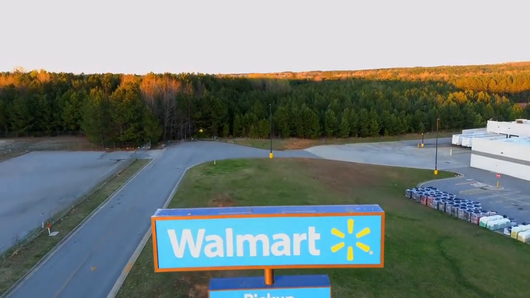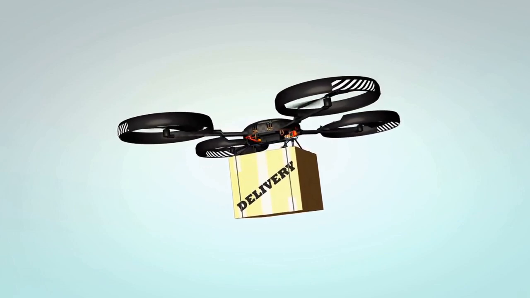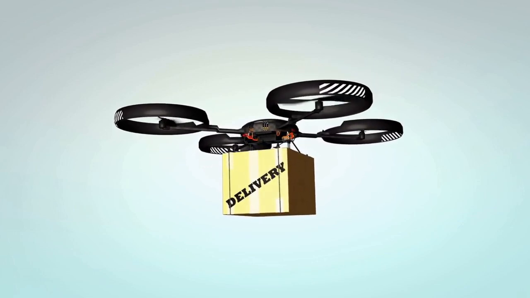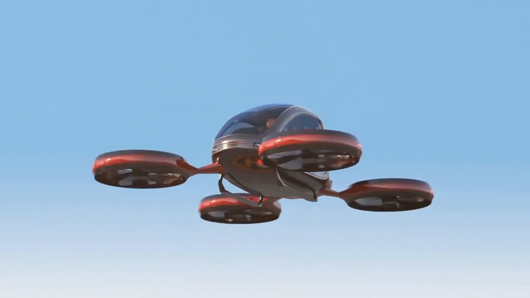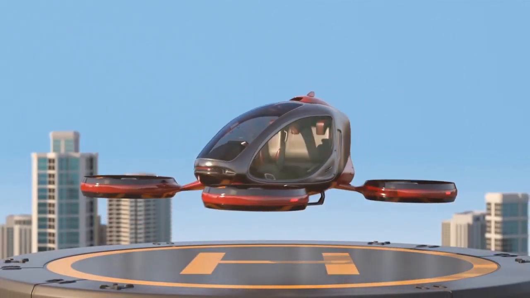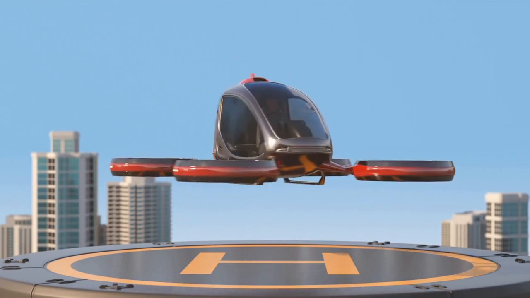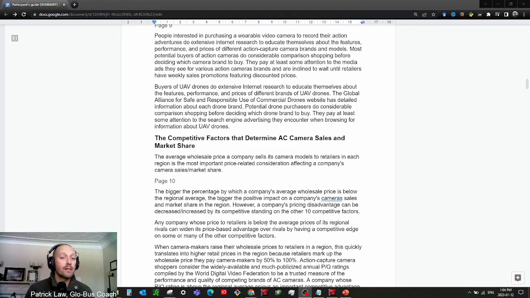Buyers of UAV drones do extensive internet research to educate themselves about the features, performance, and prices of different brands of UAV drones. The Global Alliance for Safe and Responsible Use of Commercial Drones website has detailed information about each drone brand. Potential drone purchasers do considerable comparison shopping before deciding which drone brand to buy. They pay at least some attention to the search engine advertising they encounter when browsing for information about UAV drones.